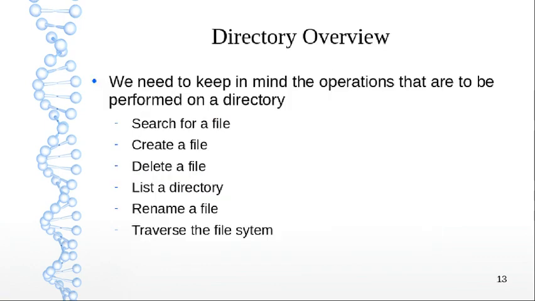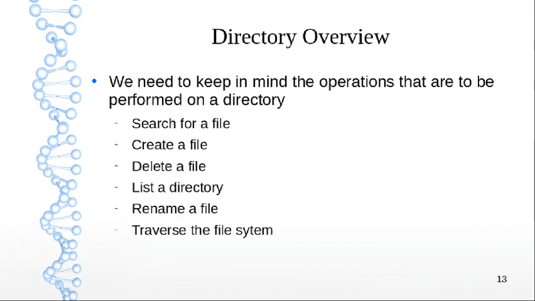Okay, so the next is the directory overview. The directory can be viewed as a symbol table that translates file names into directory entries. We need to keep in mind the operations that are to be performed in the directory. I think you already know what a directory is, so there's no need for me to explain this one. The first is search for a file. We need to be able to search the directory structure to find the entry of a particular file.